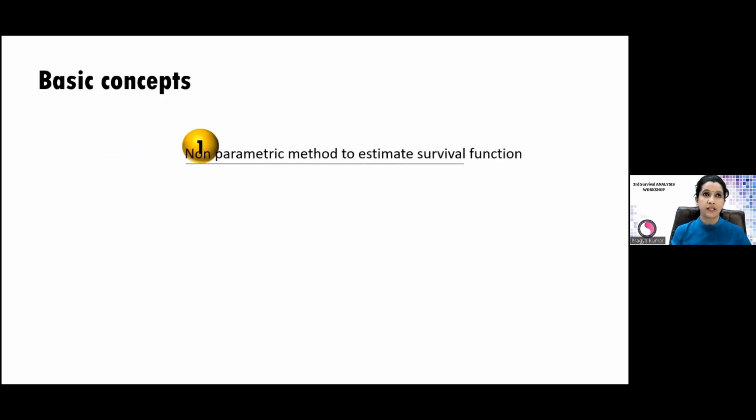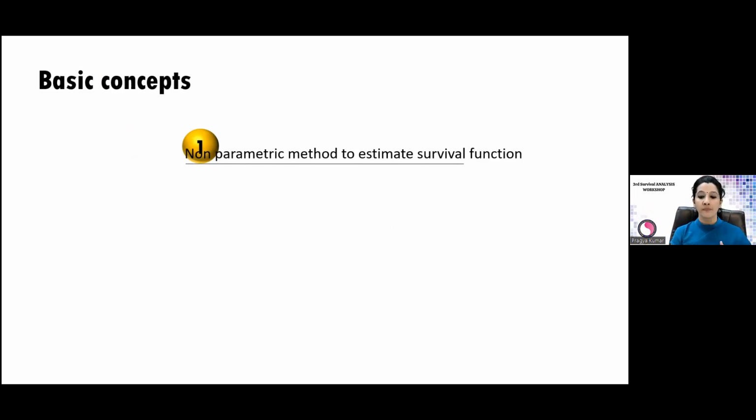Some basic concepts related to Kaplan-Meier: it is a non-parametric method to estimate the survival function. And we have seen initially that time-to-event data is non-parametric and skewed because it varies from 1 day till as long as the period of follow-up.